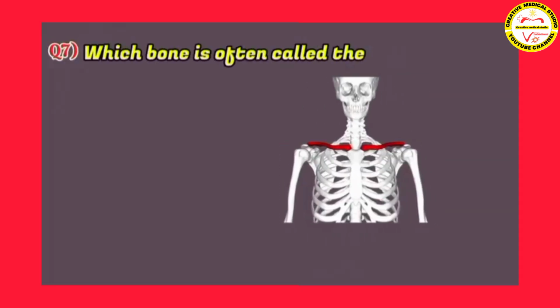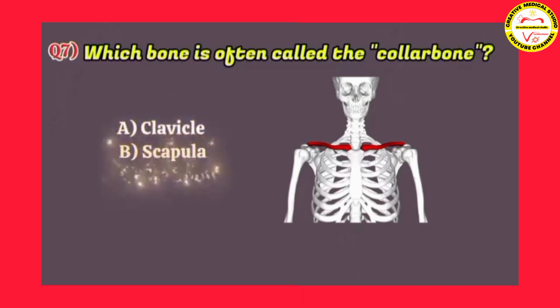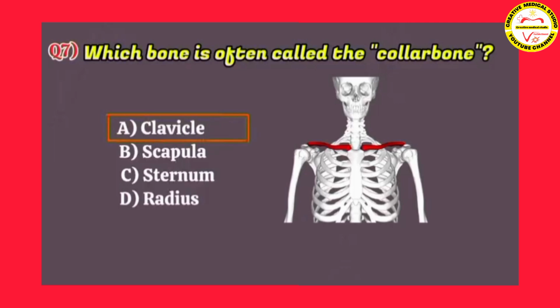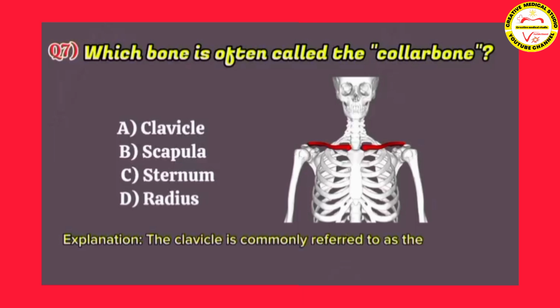Which bone is often called the collarbone? Option A, B, C and D. The correct answer is option A, clavicle bone. Clavicle bone is called collarbone. Explanation. The clavicle is commonly referred to as the collarbone.